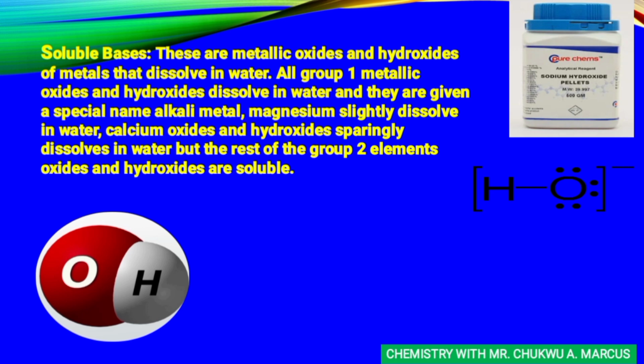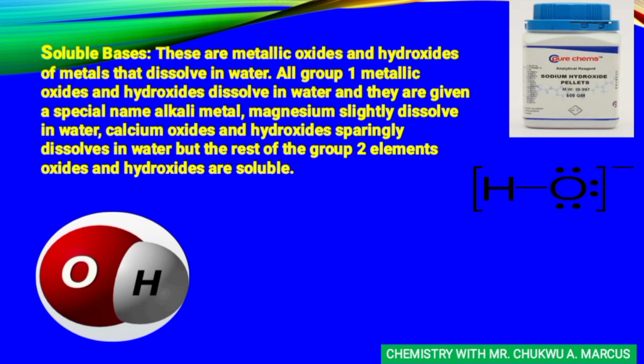Including the amino group that is able to dissolve in water. So we have all group 1 metallic oxides, so lithium oxide, potassium oxide, sodium oxide will dissolve in water. And hydroxides dissolve in water. That is, metallic hydroxides will dissolve in water, something like lithium hydroxide, sodium hydroxide, potassium hydroxide. And they are given a special name, alkali metal.